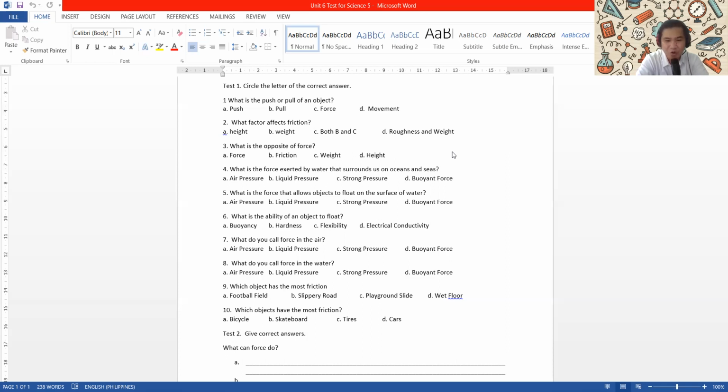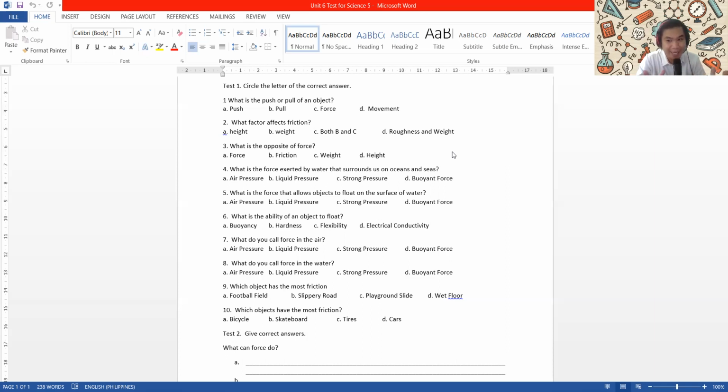Number 10, which objects have the most friction? Is it A, the bicycle? Is it B, a skateboard? Is it C, tires? Or is it D, cars? Which object has the most friction?